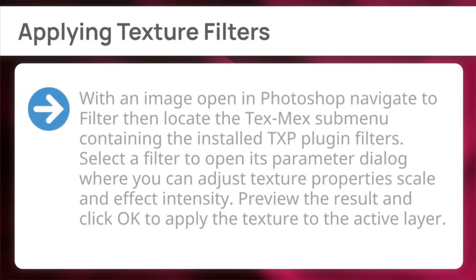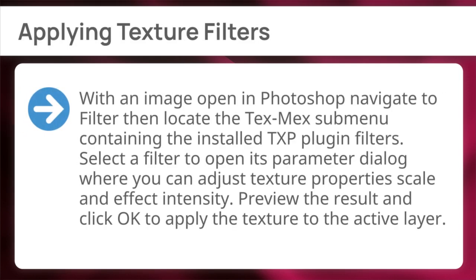Next, applying texture filters. With an image open in Photoshop, navigate to Filter, then locate the Tex-Mex submenu containing the installed TXP plugin filters. Select a filter to open its parameter dialog where you can adjust texture properties, scale, and effect intensity. Preview the result and click OK to apply the texture to the active layer.